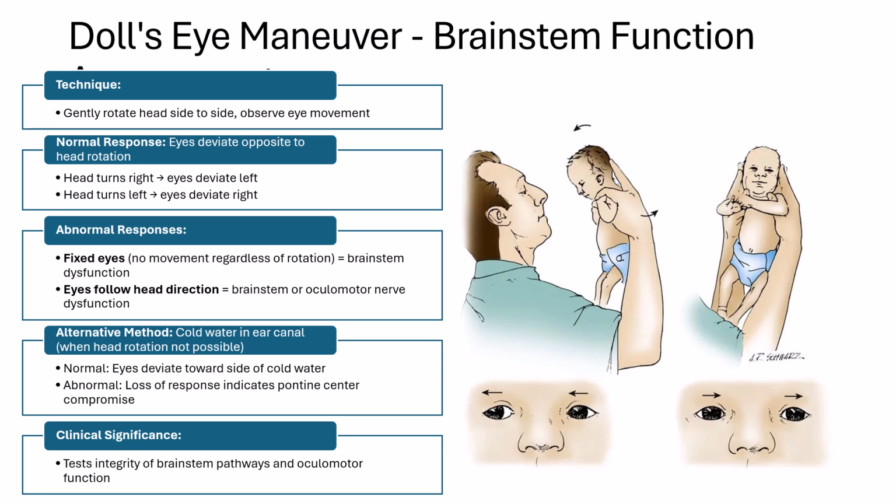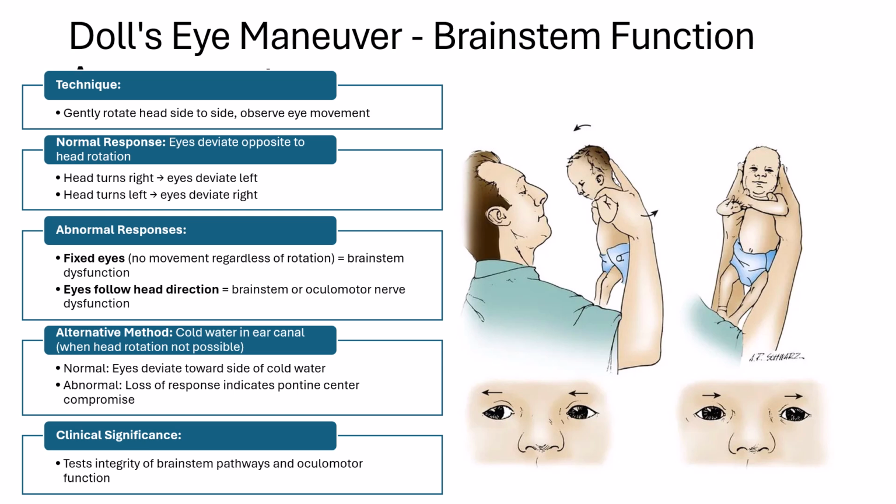Abnormal responses are highly significant. If the eyes remain fixed in position regardless of head rotation, brainstem dysfunction is likely present. If the eyes move in the same direction as the head rotation, this suggests either brainstem or oculomotor nerve dysfunction.